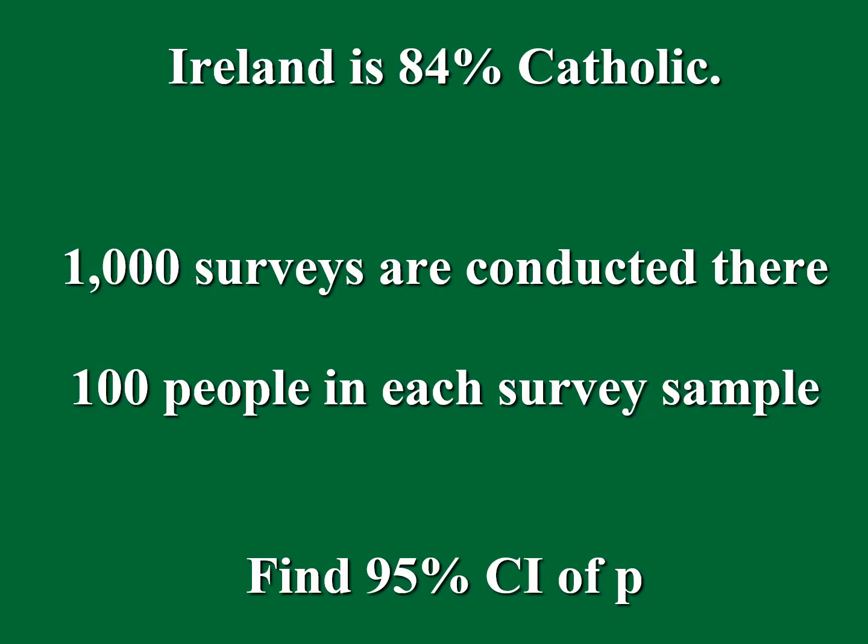Okay, so let's do a class exercise. We know that Ireland is 84% Catholic. We conduct 1,000 surveys asking people whether they are Catholic or not. Each survey contained 100 individuals. Now your job is to find the 95% confidence interval of P, P being the proportion of individuals reporting being Catholic in the surveys. Take a few minutes to answer this question, try to do it by yourself, and then come back for the answer.